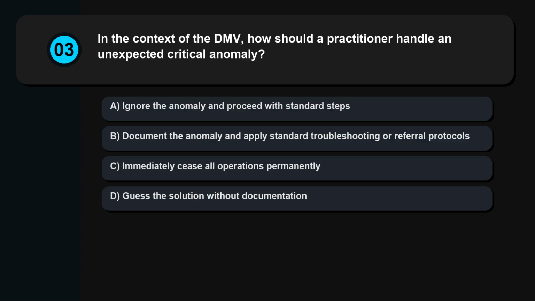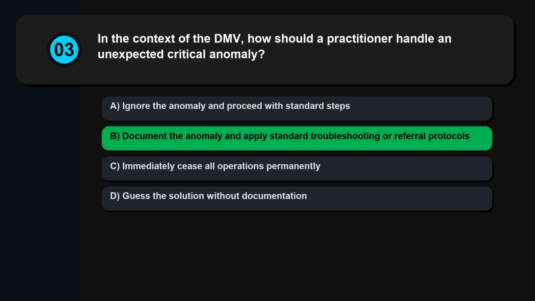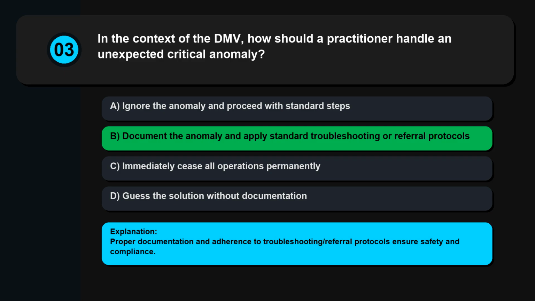Question 3. In the context of the DMV, how should a practitioner handle an unexpected critical anomaly? Ignore the anomaly and proceed with standard steps. Document the anomaly and apply standard troubleshooting or referral protocols. Immediately cease all operations permanently. Guess the solution without documentation. Proper documentation and adherence to troubleshooting and referral protocols ensure safety and compliance.